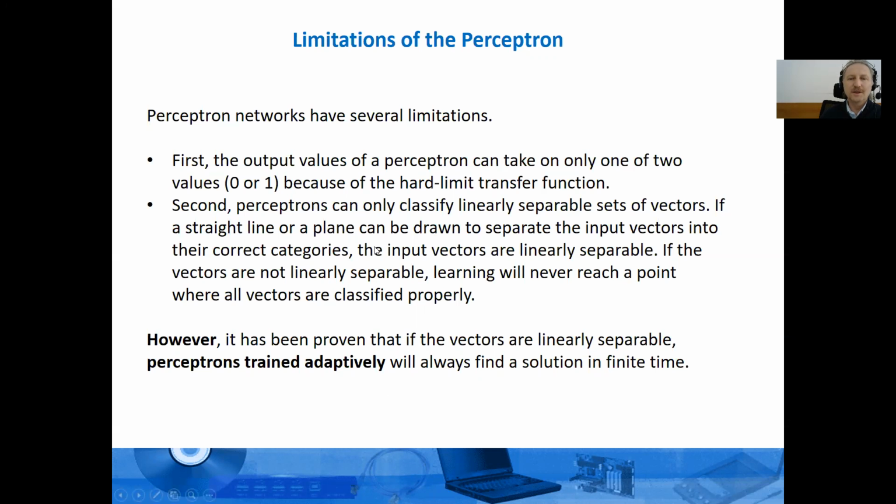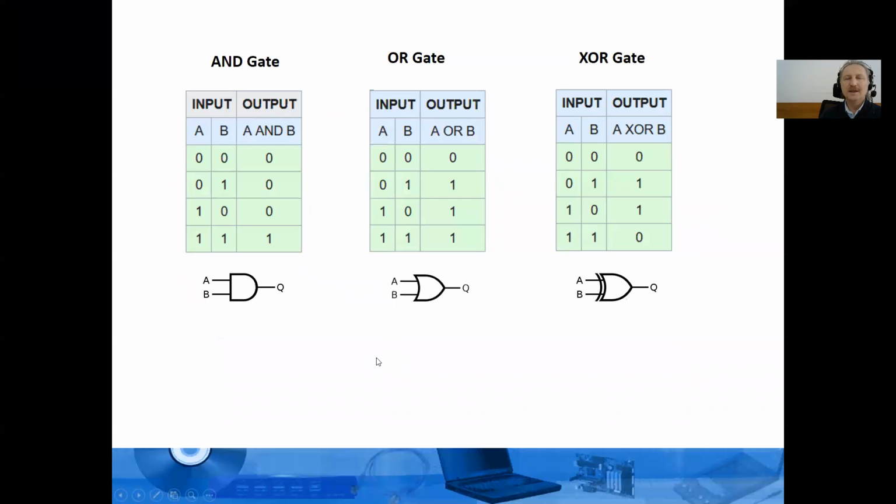Second, if your data set is linearly separable and you use the adapt function, finally you are guaranteed to find a result. But if your data set is not separable, this means the Perceptron cannot solve this problem. For example, there are 3 logic gates. The AND gate is linearly separable, but XOR is not separable.